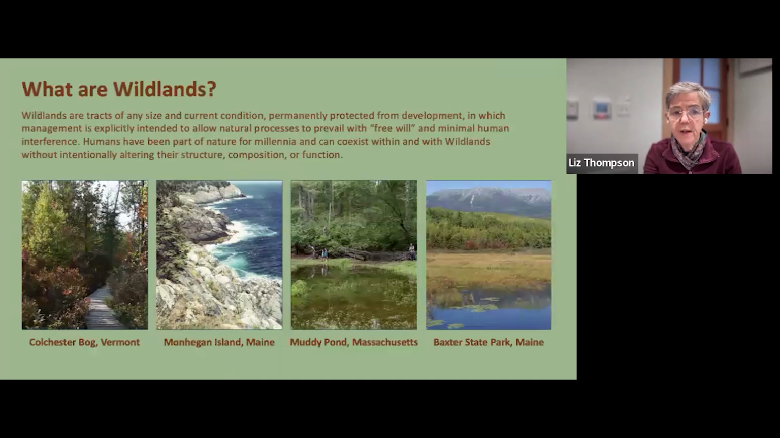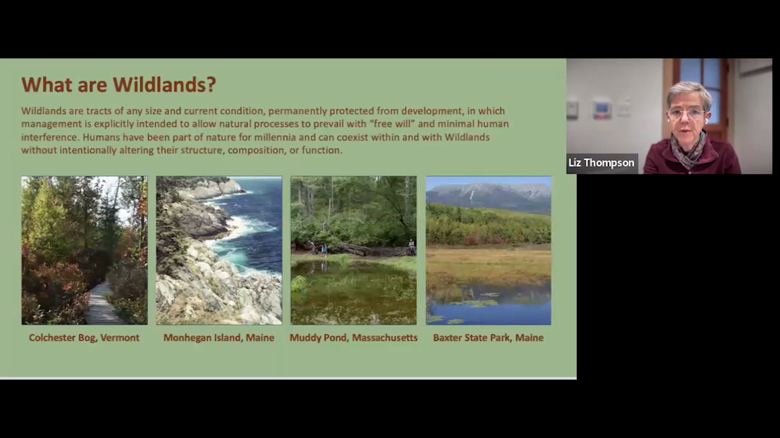So what are wildlands? Wildlands are tracts of any size and current condition permanently protected from development, in which management is explicitly intended to allow natural ecological processes to prevail with free will. And there's just some examples of wildlands that are protected throughout New England: Colchester Bog in Vermont, Monhegan Island in Maine, Muddy Pond in a suburban area of Massachusetts, and the iconic Baxter State Park in Maine, which is the largest wildland in New England. Doesn't compare to the Adirondack Park, but in New England itself, that is the largest wildland.